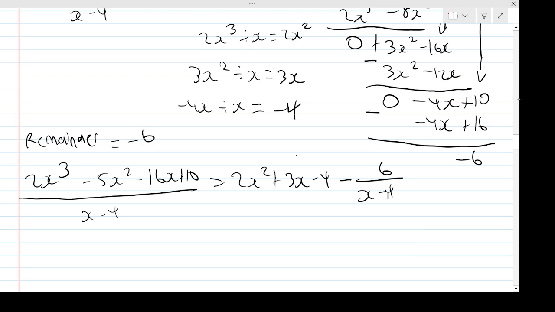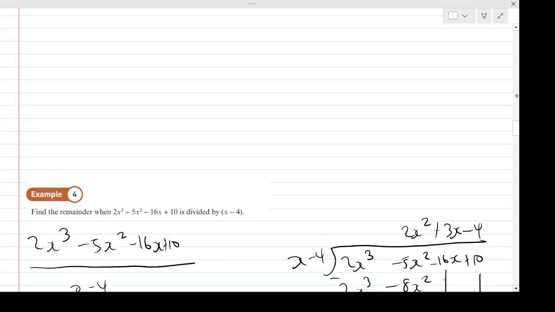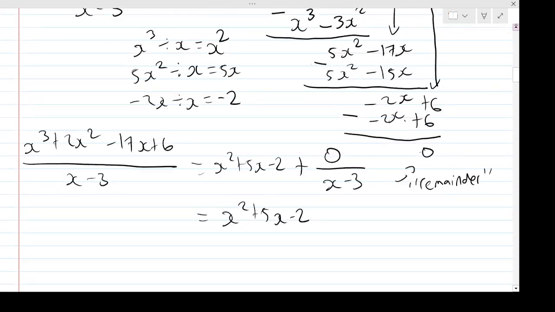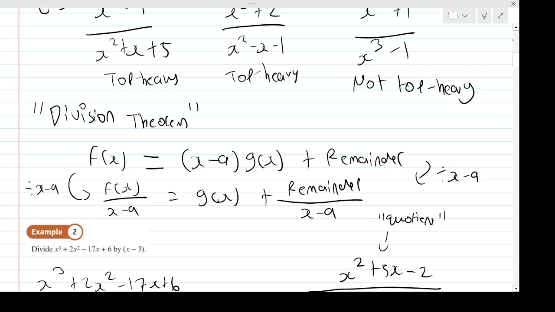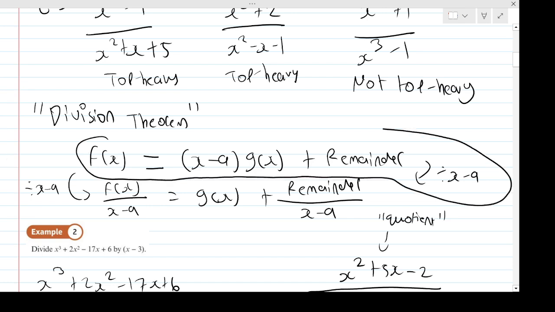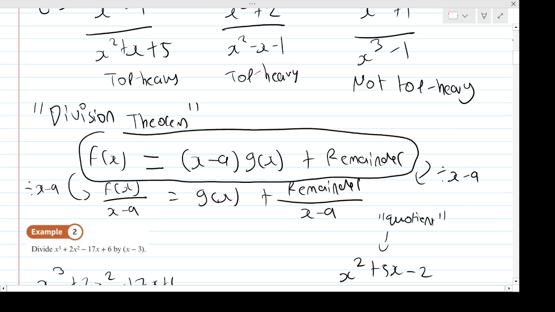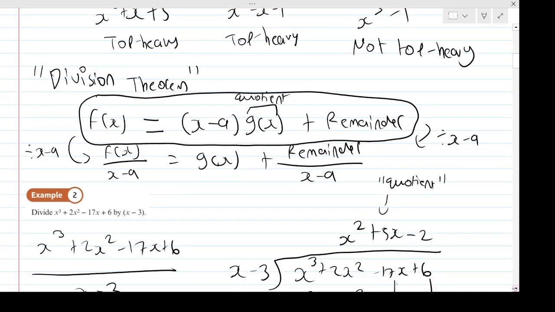But yeah, if you go back to what we talked about at the start, about this whole division theorem, of how we express a function or polynomial f of x in this way, where we have this linear part x minus a times another polynomial g of x. Well, that turns out to be the quotient, right? That's the polynomial you get at the top of the bus stop, right?